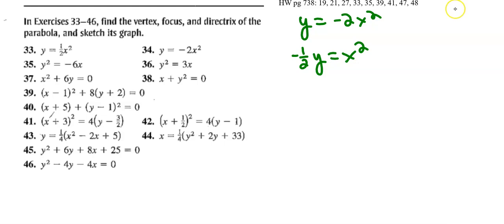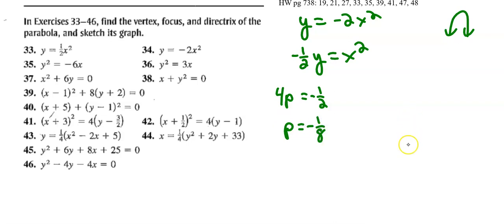And so this tells me this thing is going to be opening downward. Why? Because it's an x squared term, and this coefficient right here is negative. Now remember, that coefficient is the same thing as 4 times p. So that means 4p equals -1/2. Solve for p. You get p equals negative 1/8.